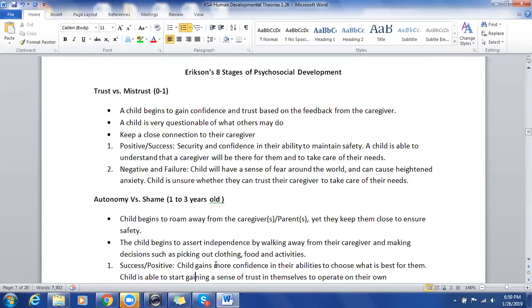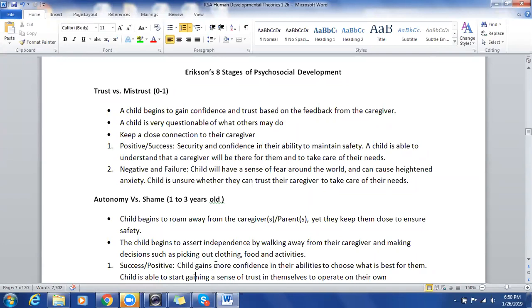So Erikson wanted to divide it up into positive and/or success and negative and/or failure, depending on how you want to look at it. So positive is where they fall on the trust side of things, and that is where they have a sense of security and confidence in their ability to maintain safety. And a child is able to understand what a caregiver will do and that they will be there for them and take care of their needs.